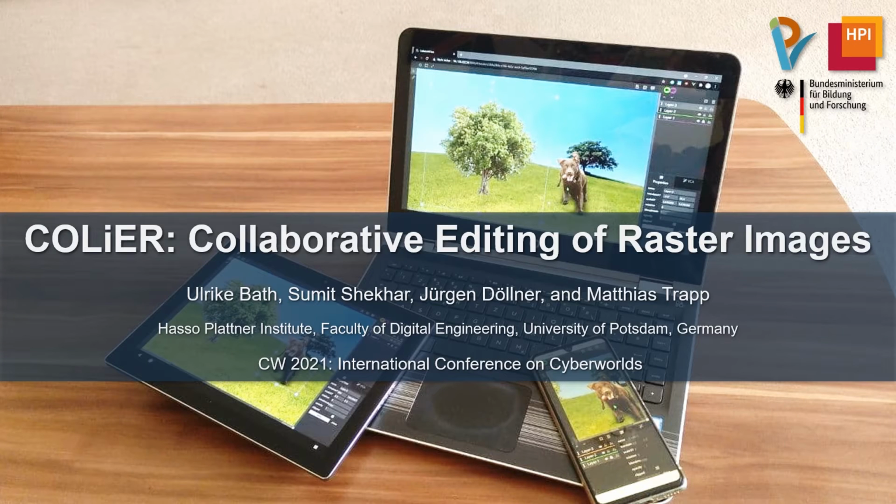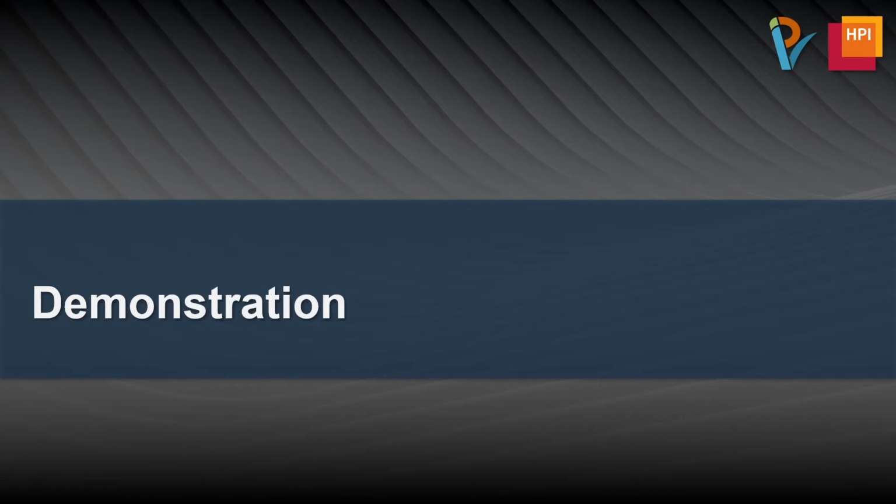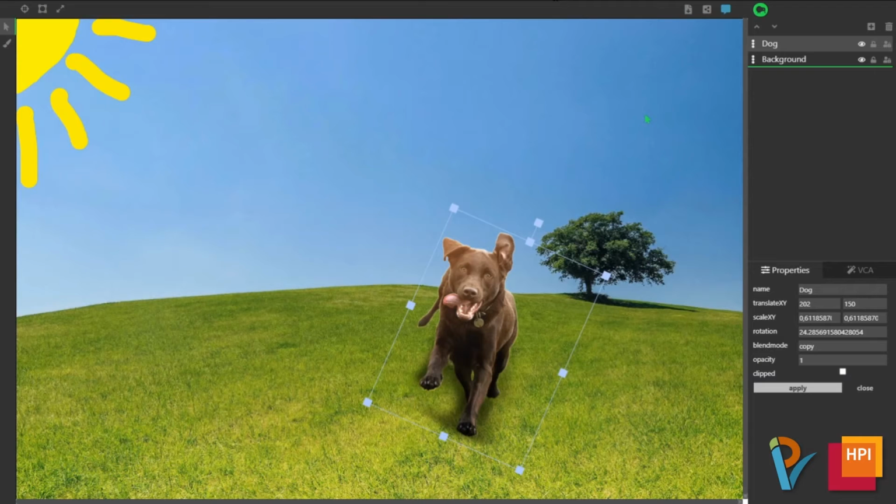We present COLiER, the first groupware for real-time collaborative editing of raster images in a web browser. It enables multiple users to interactively create collages of images and apply image processing techniques to these. We start with a brief demonstration on how our application works.